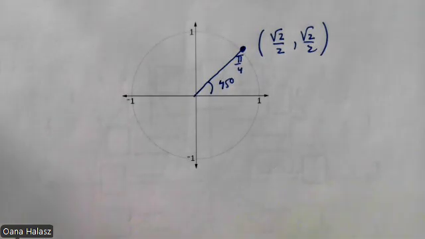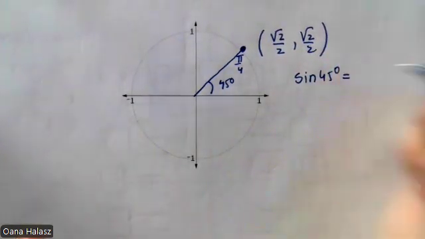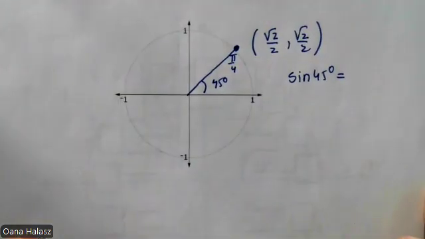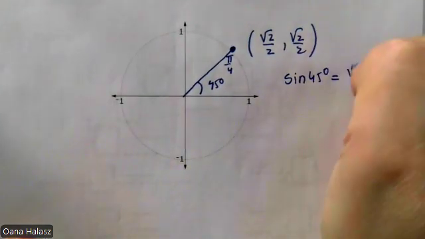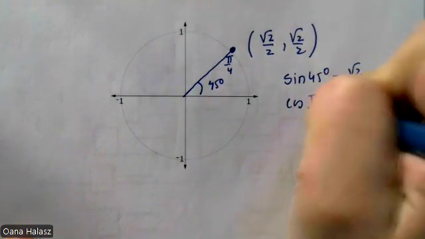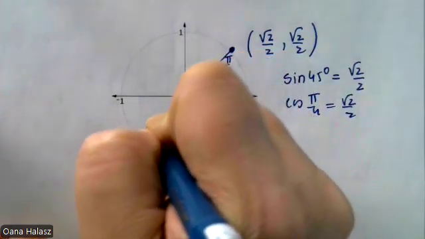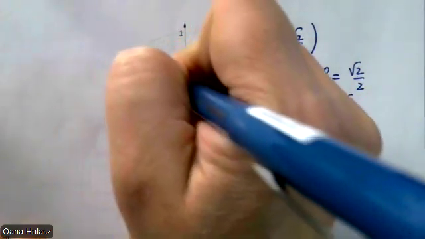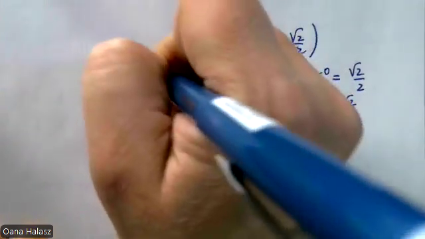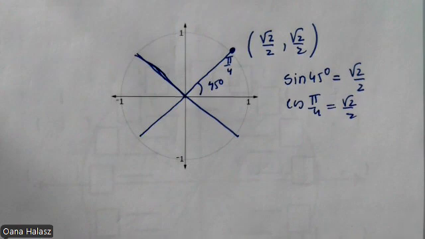Okay, so now question for you, what is the sine of 45 degrees? Square root of 2 over 2. What is cosine of pi over 4? Square root of 2 over 2. Okay, now let me make it a little more difficult. Family of angles. I'm just going to do the radians because I'm pretty sure the degrees are a little bit easier to count for you, okay?